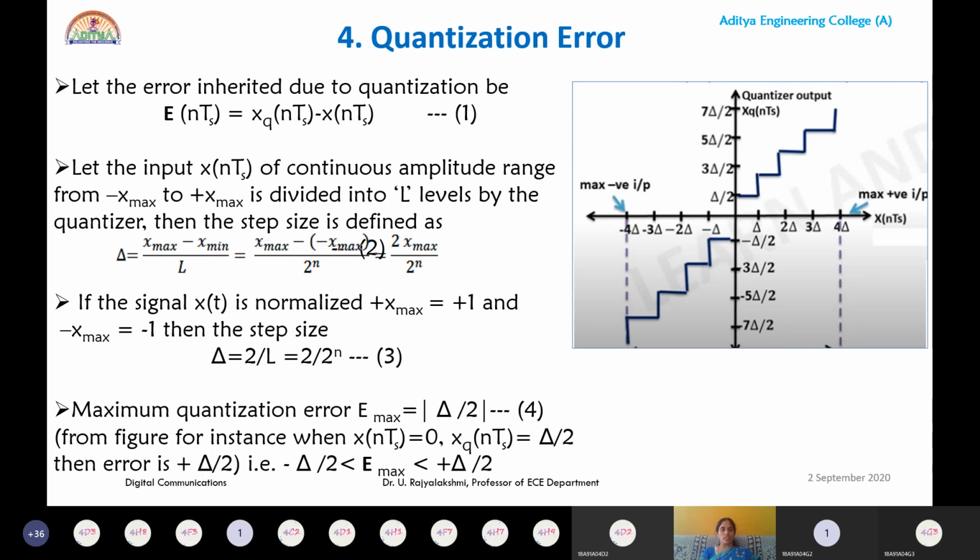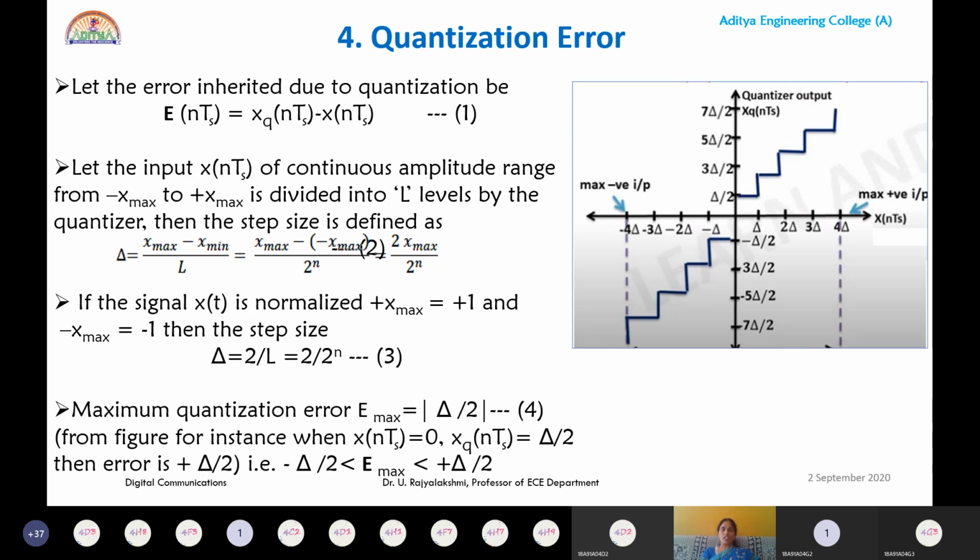Because we are dividing into L number of levels, this continuous amplitude range from minus x max to plus x max is divided into L number of levels, as shown on the y-axis. Thereby you can define the step size as the ratio of the total continuous amplitude range to the number of representation levels, L. So it will be x max minus of minus x max divided by 2 power n, which is 2 x max divided by 2 power n.